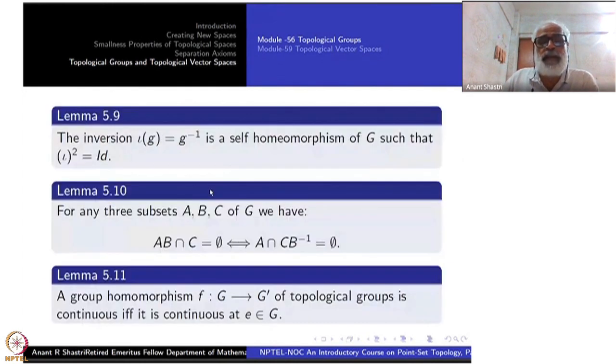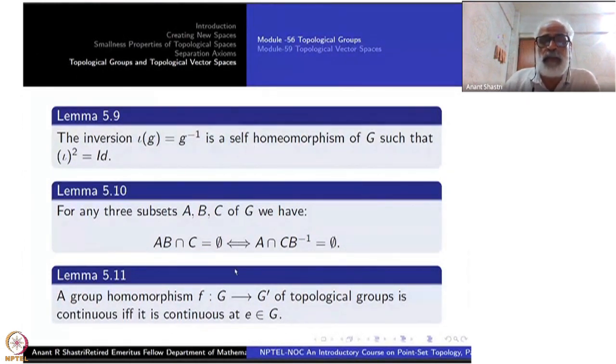Next, here is an easy thing which you will keep using without even mentioning it. Here I have mentioned it for the first time; it will be used several times. Namely, take any three subsets A, B, C. Suppose AB intersection C is empty.